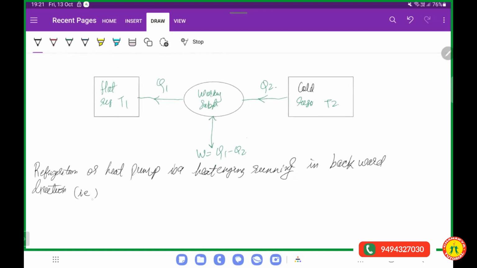In this case, one thing is different, that is the working substance. We use some CFC, or chlorofluorocarbon, as a gas, as the substance. What does it do? It takes heat from a cold body.